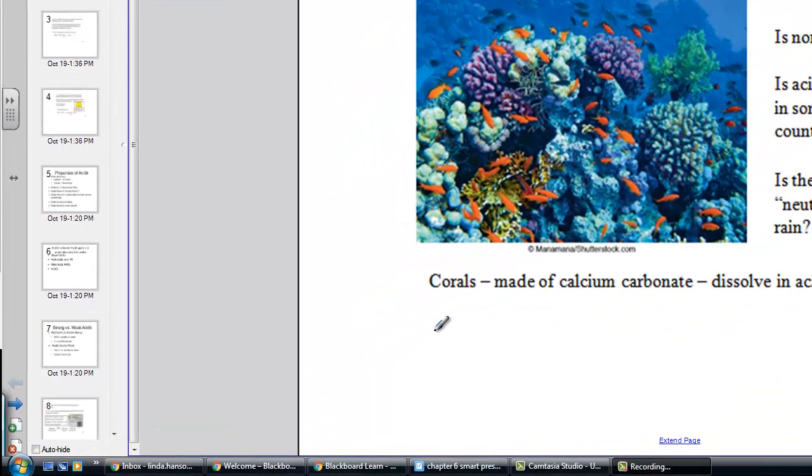Welcome to our Chapter 6 lessons, dear students, looking at the neutralization of acid rain. In our new chapter, we'll look at topics such as, is acid rain considered normal? Is it worse in some parts of the country compared to others? And is there a way to neutralize acid rain?